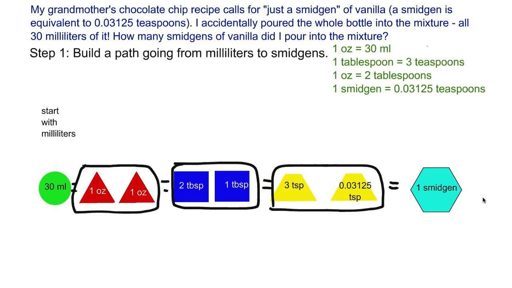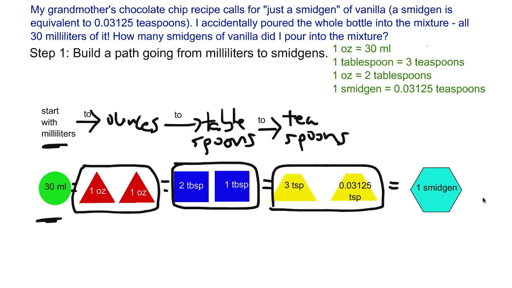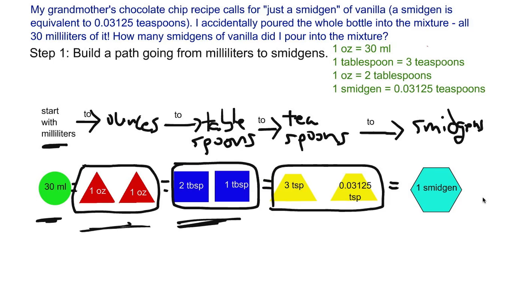Now let's build our path. We started with milliliters and we went to ounces. Then we went from ounces to tablespoons. Then to teaspoons. And finally to smidgens. So we go from milliliters to ounces, to tablespoons, to teaspoons, to smidgens.